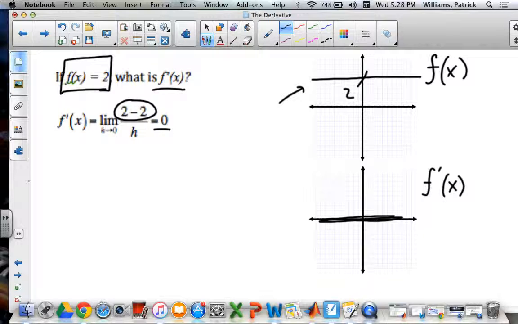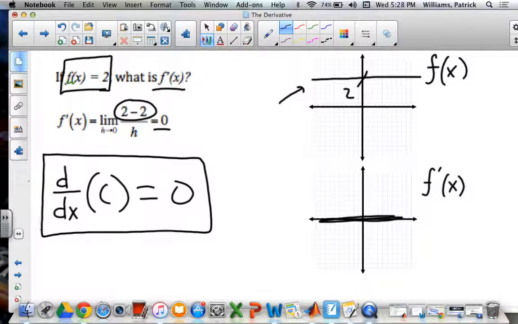Okay? Now, one important thing we get from this is that the derivative of a constant is always equal to 0. Okay? That's going to be something that you guys are just going to have to commit to memory, and it's going to make solving derivatives really easy if you remember things like that. Okay? So let's move on to the next example.